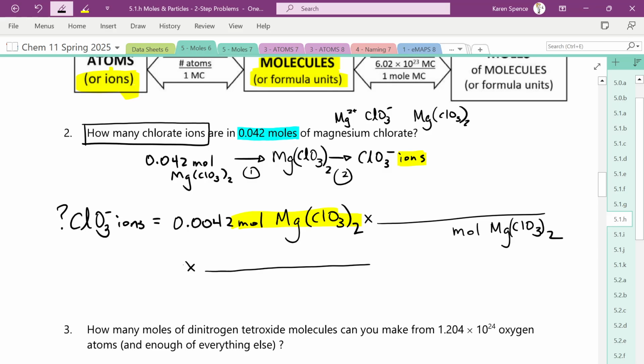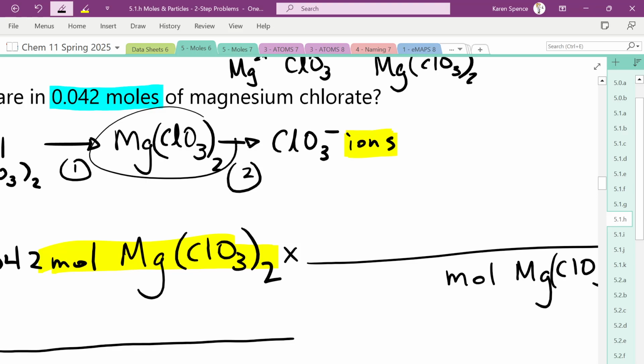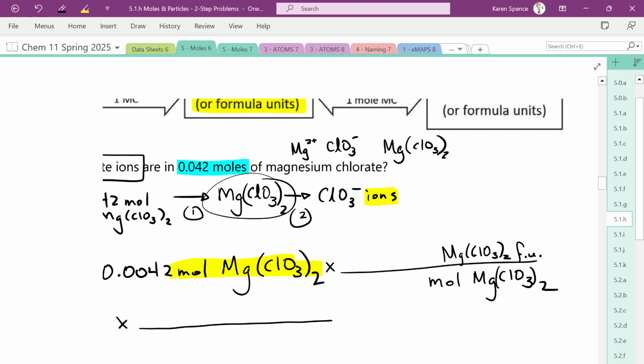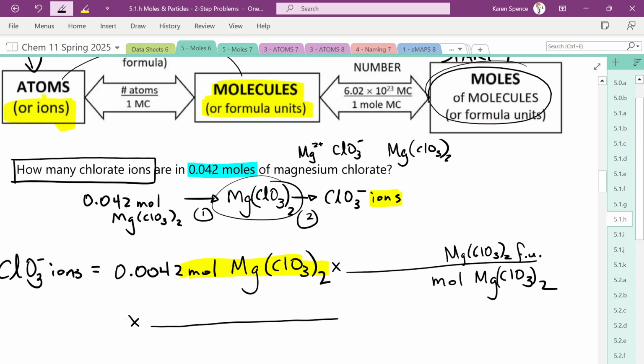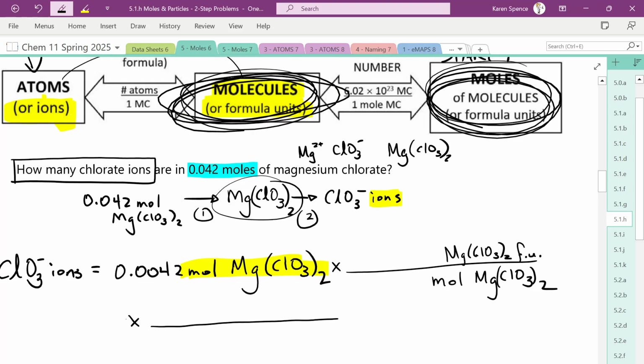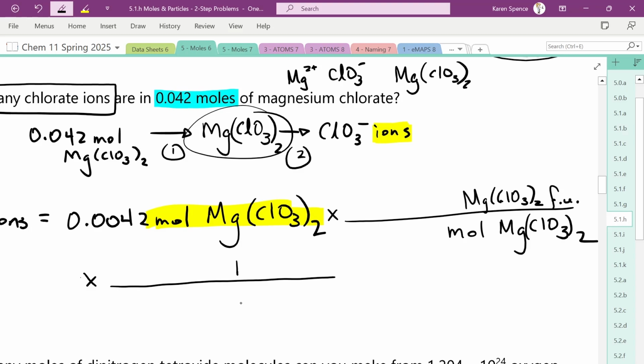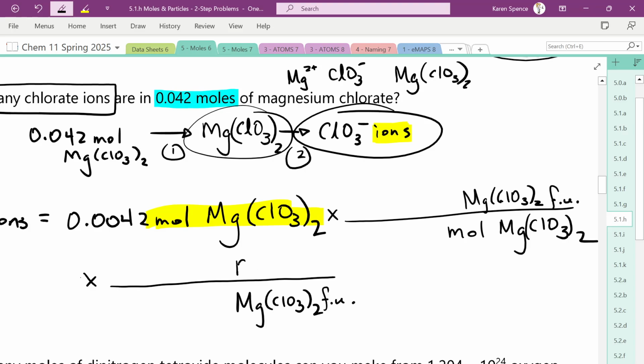And in step 1, we are converting into the number of Mg(ClO3)2. You can call them molecules or you can call them formula units, okay? If you look in your path, we started with moles. Now we're moving to molecules, okay? And then after molecules, our formula units, we're going to want to cancel the Mg(ClO3)2 formula units, and we want to find ClO3 minus ions.